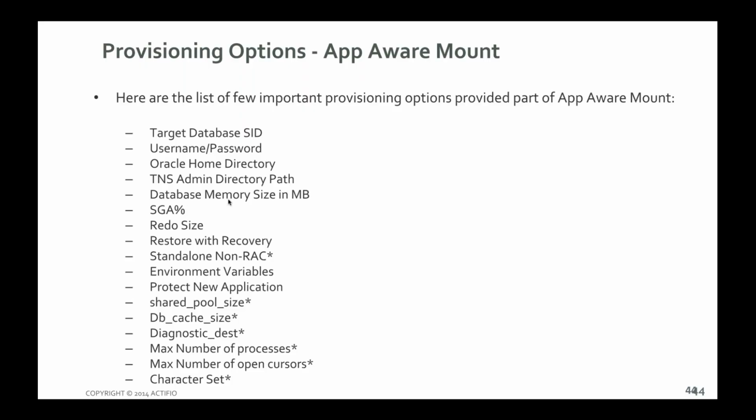And you can see many options here: redo size, shared pool size, DB cache size, if you want to specify all these, maximum number of processors, open cursors. And if you are not specifying these values, we are still going to default to some value, right?